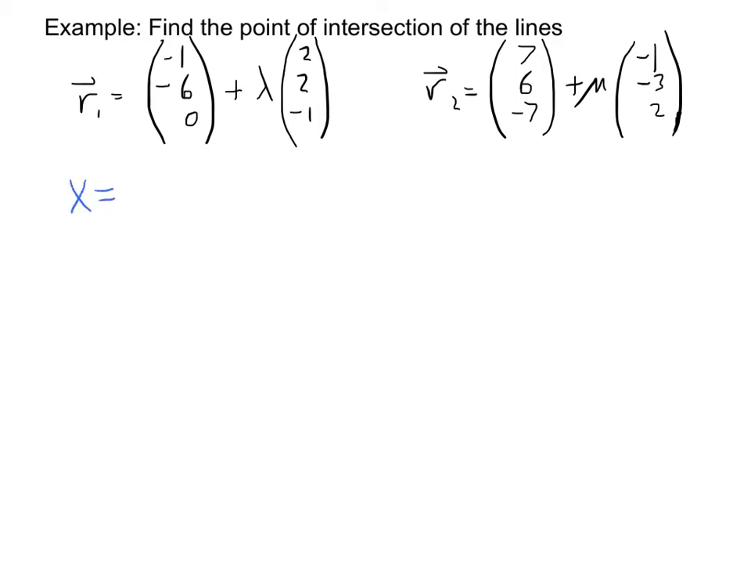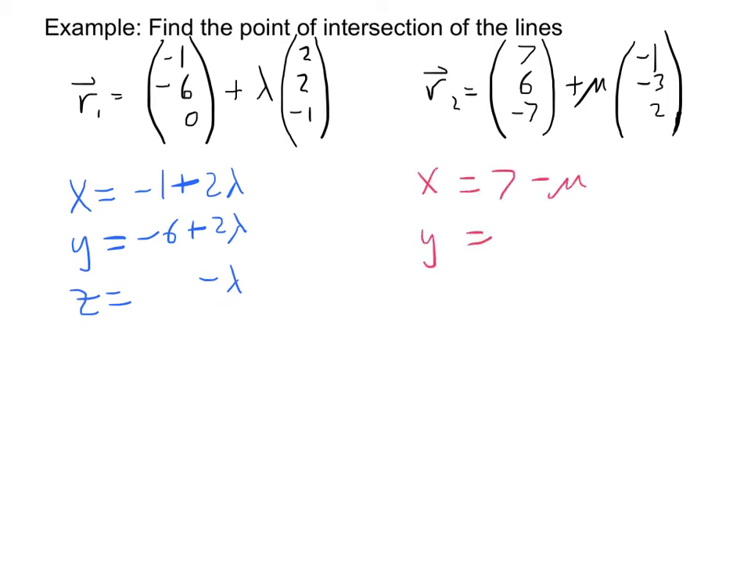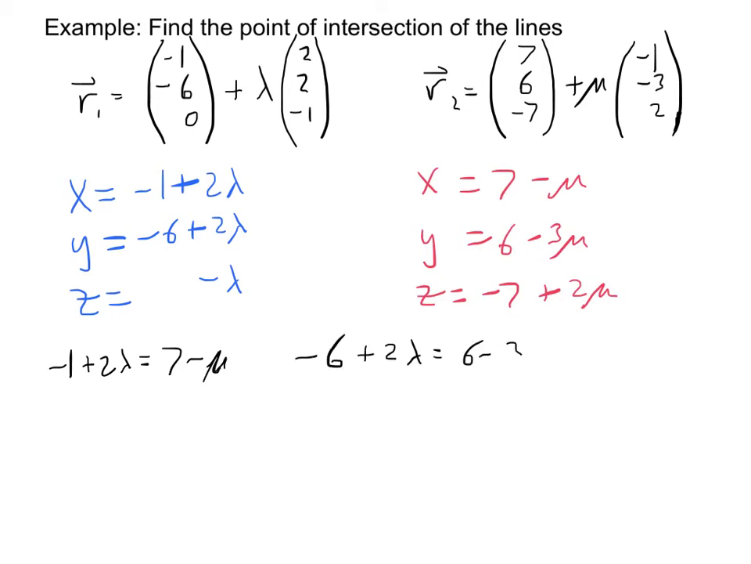So first I write them in parametric form. That's x equals -1 plus 2 lambda, y is -6 plus 2 lambda, z equals negative lambda. Over on this side, x equals 7 minus mu, y equals 6 minus 3 mu, and z equals -7 plus 2 mu. Okay. Next, I'm supposed to set the x, y, and z parts equal to one another. So -1 plus 2 lambda equals 7 minus mu. -6 plus 2 lambda equals 6 minus 3 mu. And the last one, negative lambda equals -7 plus 2 mu.